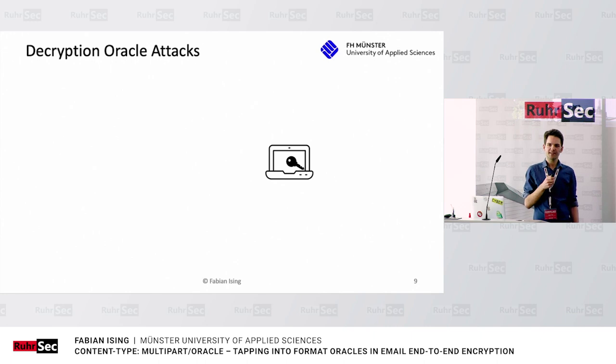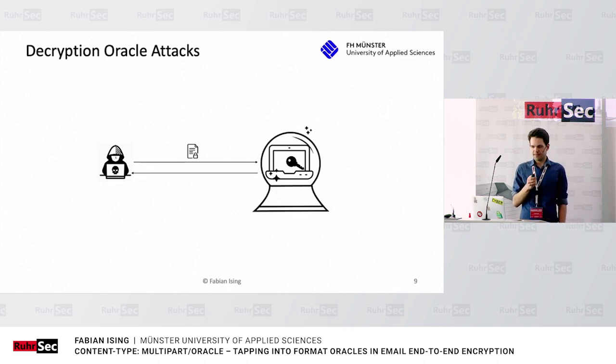Let's assume we have some system that has, well, a private key with which it decrypts messages automatically. This could be, for example, your email client. So you get an email, it decrypts it automatically, and, well, so far, so good. Now let's assume that anyone can send such a ciphertext to the system. Well, that is a reasonable assumption to make for email, for example. Now they will get something back.